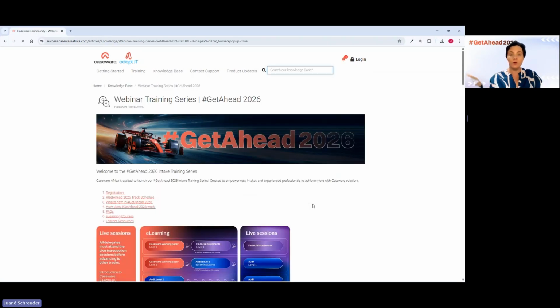So whether you follow the QR code or whether you type in success.casewareafrica.com and then go to the Get Ahead 2026 page, just make sure that you're on 2026. 2025 is still there for the delegates that attended last year and want to maybe still go and look at some of the material there. But otherwise, you are going to be working on the 2026 page.